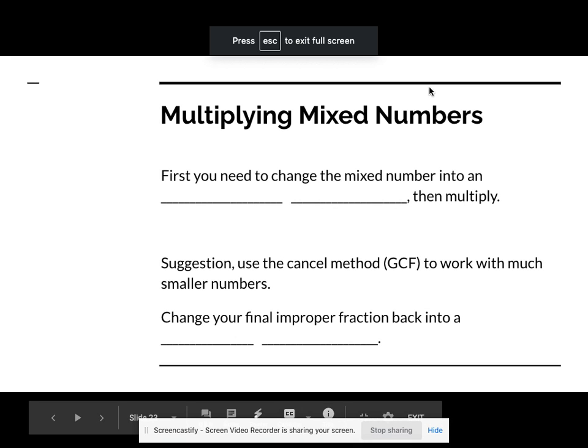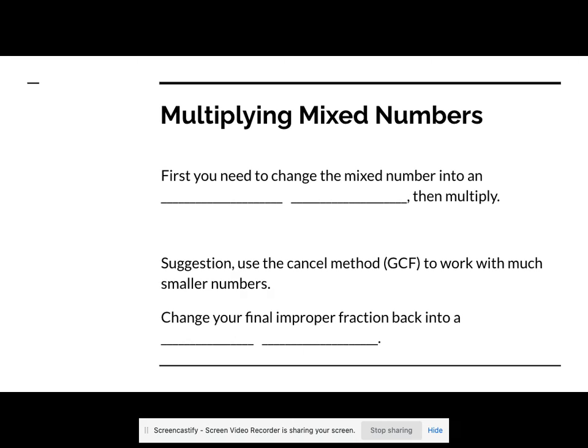Last part of multiplying fractions is multiplying mixed numbers. So not a whole lot changes. You just need to first know that you have to change the mixed number to an improper fraction. Then you can multiply. And again, remember, my suggestion is that you cancel with the greatest common factor so you can work with much smaller numbers.